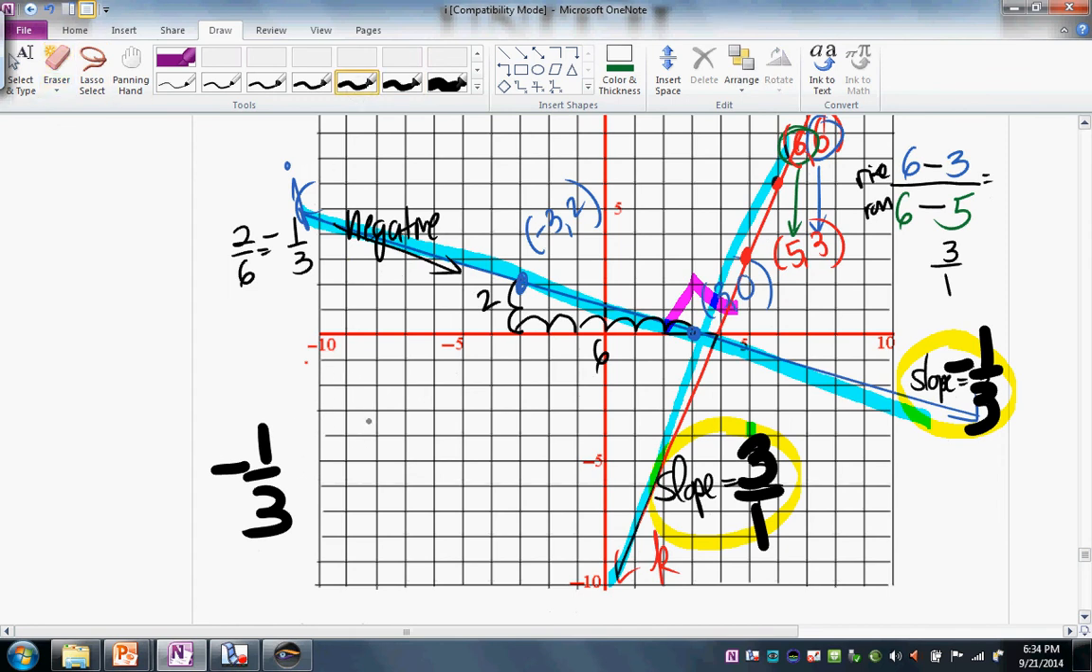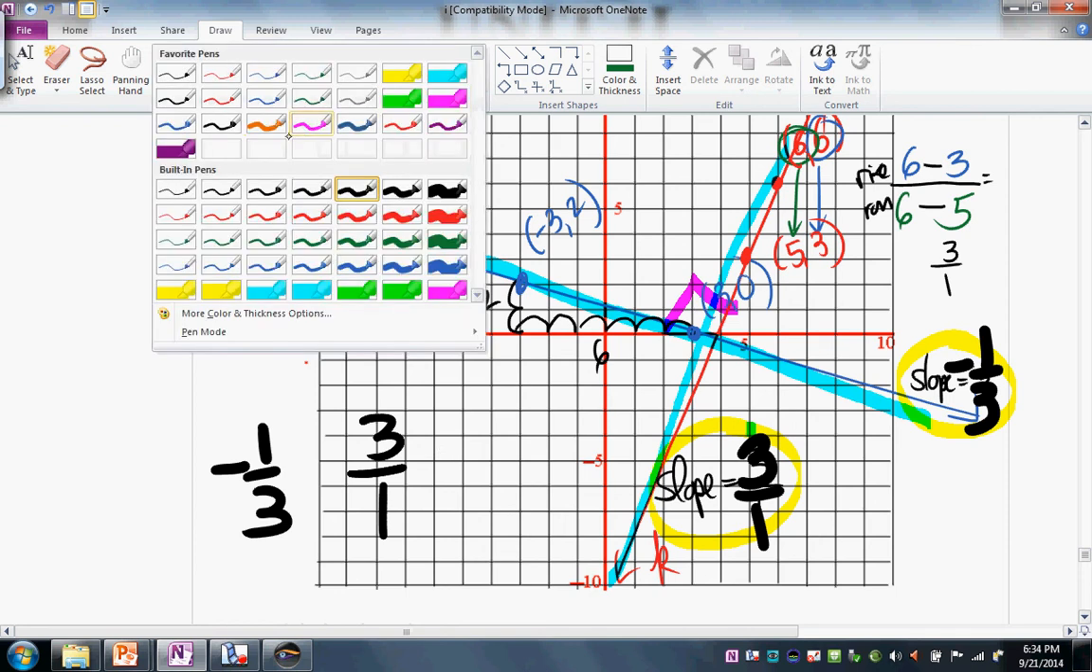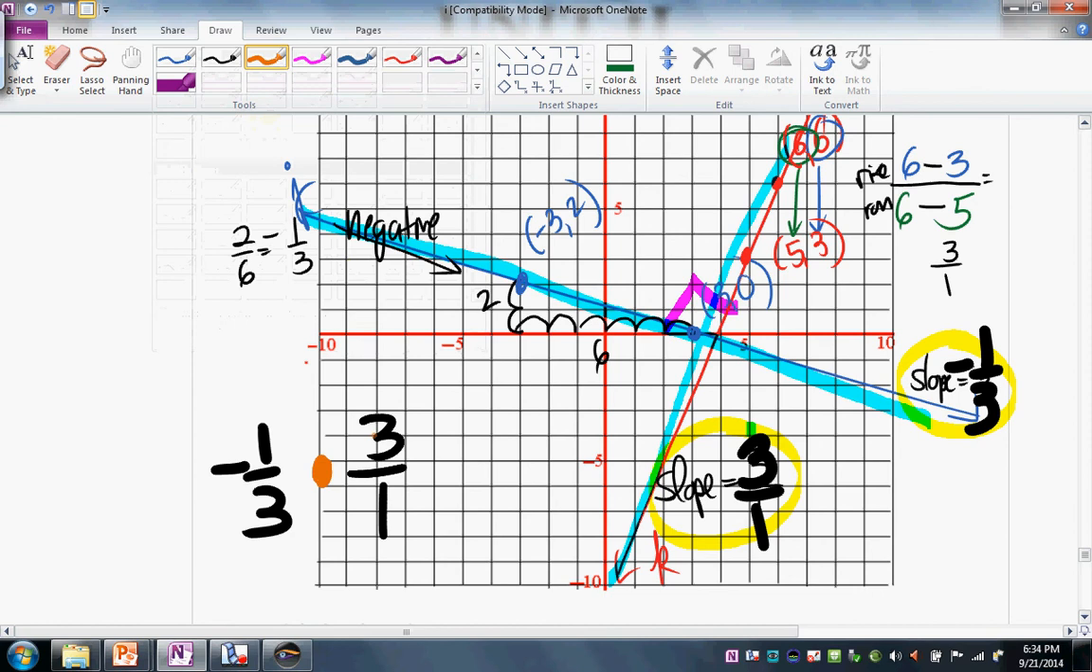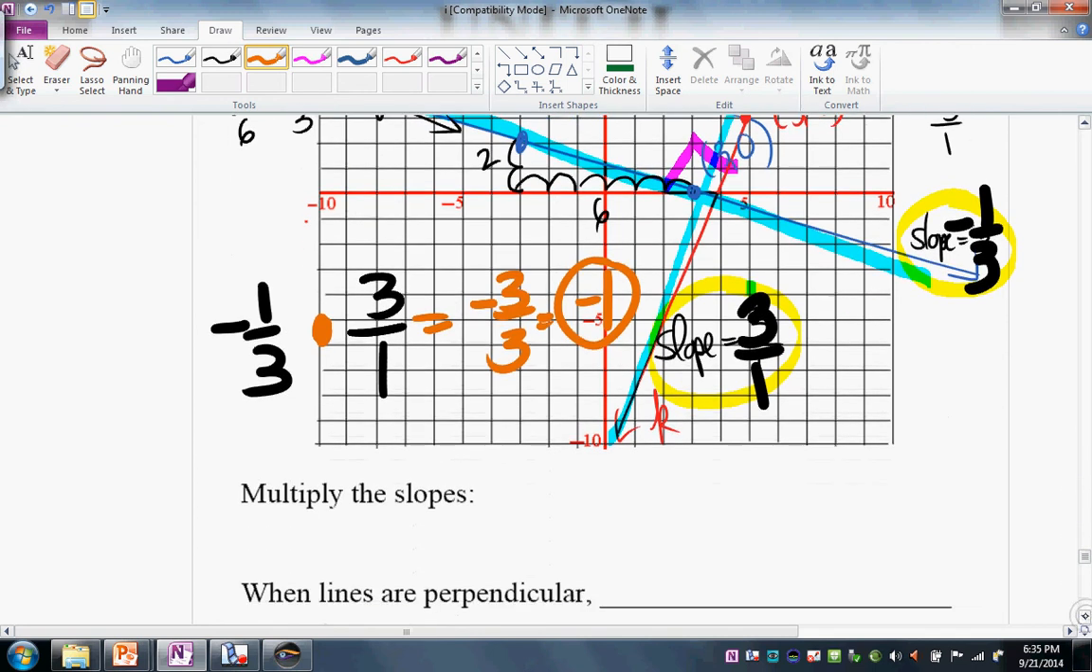If you look really closely, you have 3 over 1 and negative 1 over 3. You can call them the opposite reciprocals. Mathematically, how are they related? If you multiply them, this ends up being negative 3 over 3, which is negative 1, which is the property of all perpendicular lines: if lines are perpendicular, the slopes multiply to negative 1.